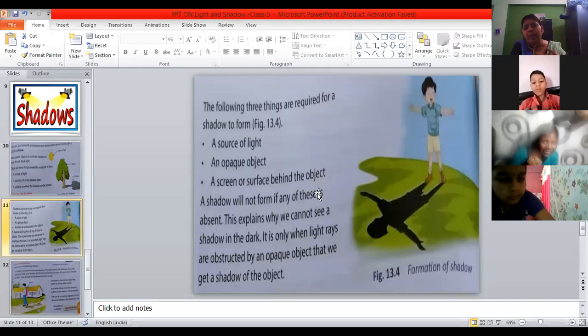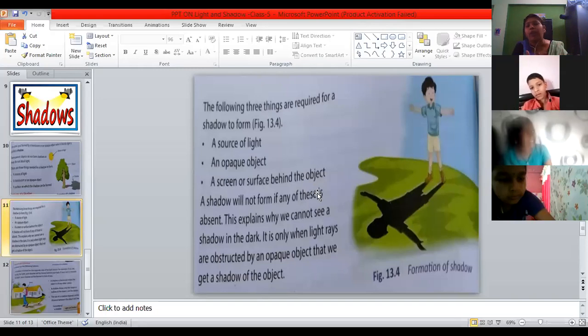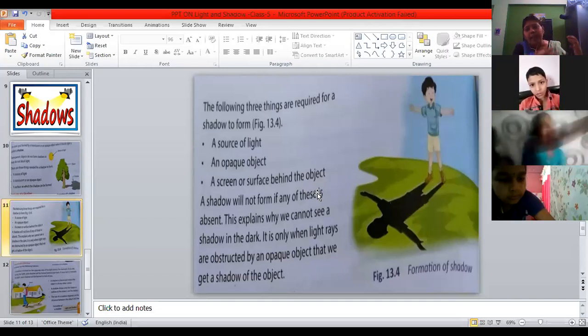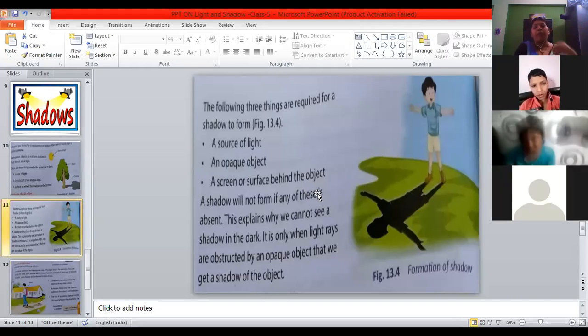When the light is falling on you, what will happen? As we are opaque, we do not allow the light to pass through us. So that light will strike us. The way of the light is blocked here, so in the opposite direction the shadow will be formed. Because we are not allowing the light to pass through us, the light should take other directions. When it is taking other directions, on the opposite side of us, the shadow will be formed.